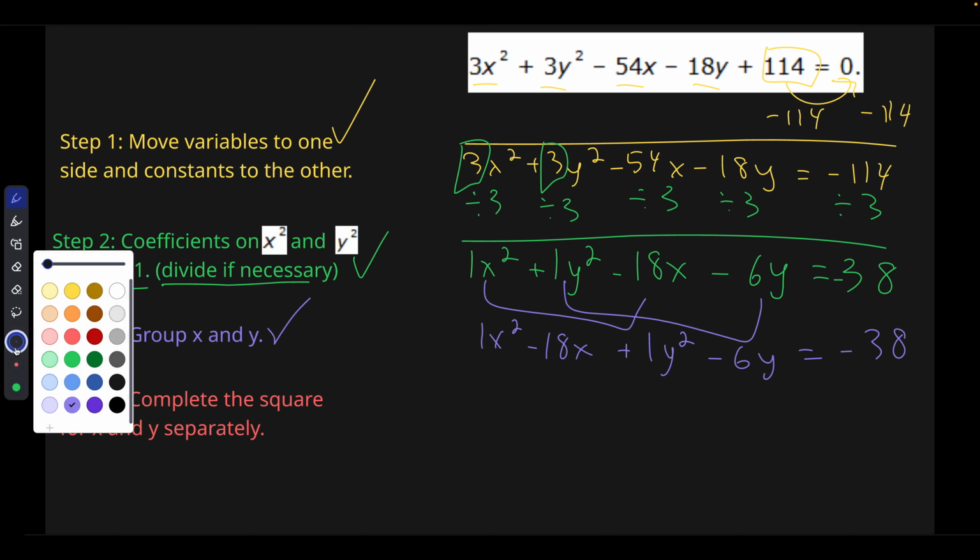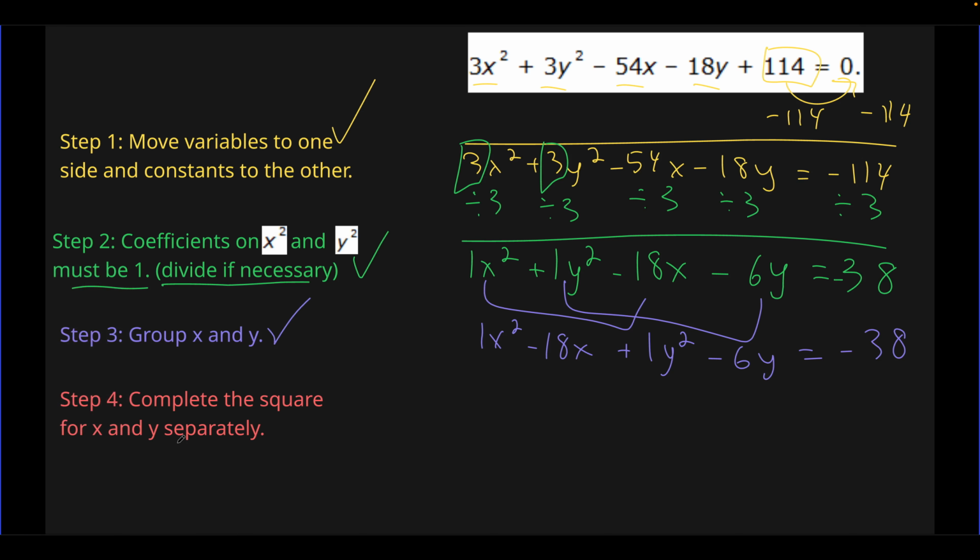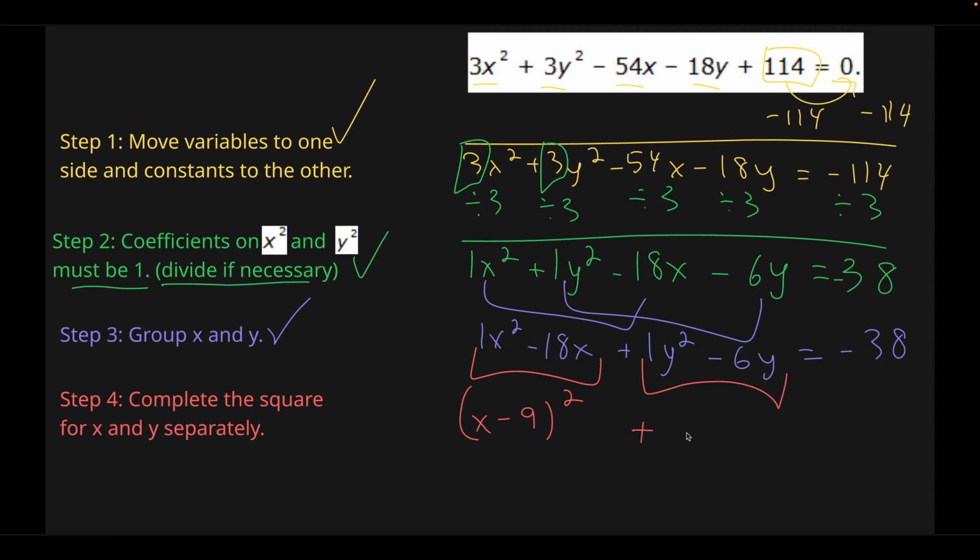All right, step 4 in red: complete the square for x and y separately. We should know how to complete the square. By separately, I mean you need to complete the square for this, and then complete the square for this. Since we should know how to do that, I'm not going to show all the work here. For this one, you're going to get x minus 9 squared. And for the second one, you're going to get x minus 3 squared equals, important here: when you complete the square, make sure that you add your numbers on the other side. So this would have been plus 81, and this would have been plus 9.